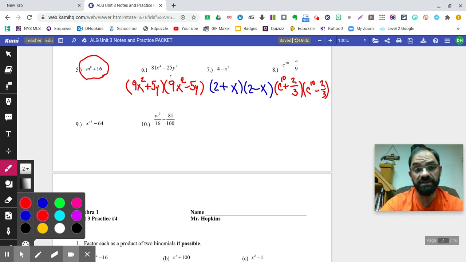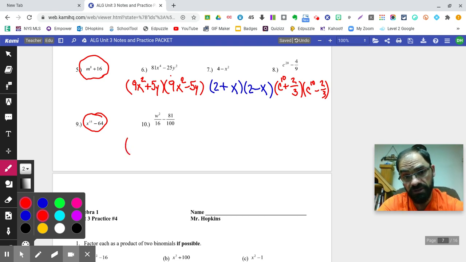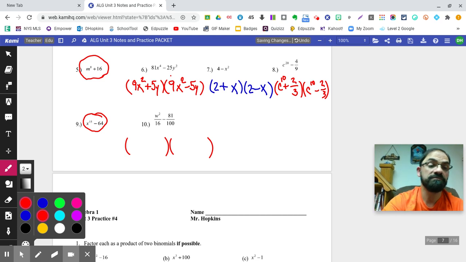X to the 15th, is that a perfect square? No. Trying to trick you again. Cannot factor it. And these two here. W squared over 16. Perfect square. I like it. 81 over 100. Same thing, and it's separated by a minus. So let's factor it. W over 4.